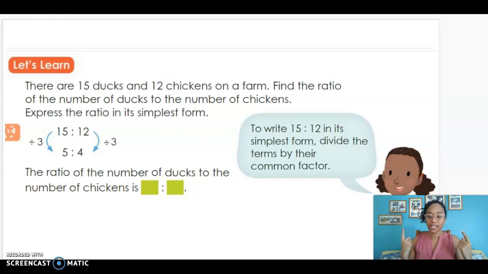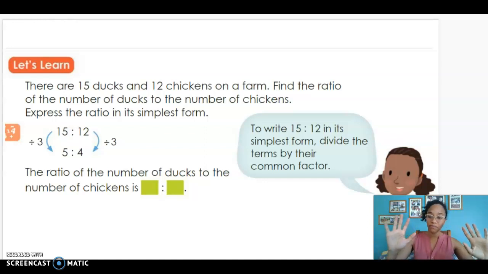So first I need to think, do I have all the information I need? I need to make a ratio of the number of ducks to the number of chickens. Do I know how many ducks there are? Yes. Do I know how many chickens there are? Yes. And then later I'll make them in simplest form. So now let's plan. Let's put those numbers into a ratio using the correct order. So first goes the ducks, that's 15. Put my colon, and next goes the chickens, that's 12.